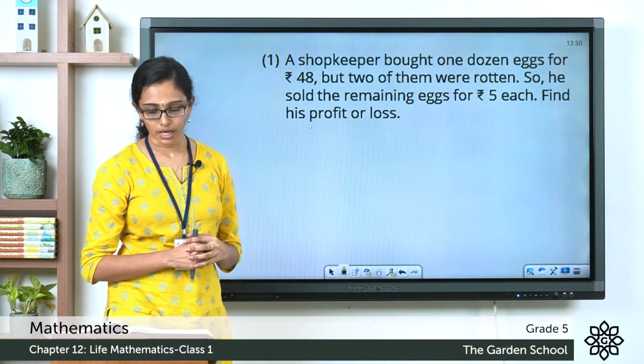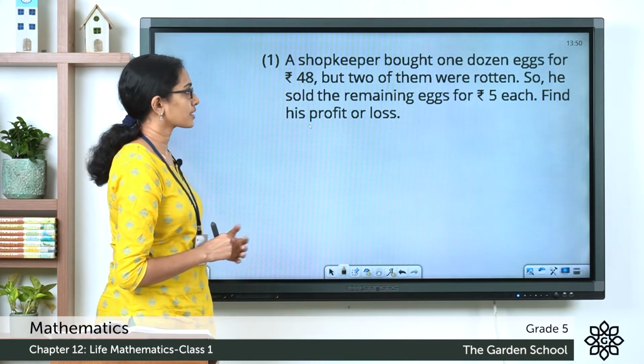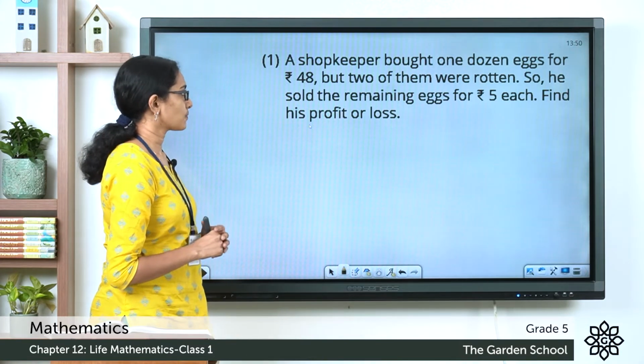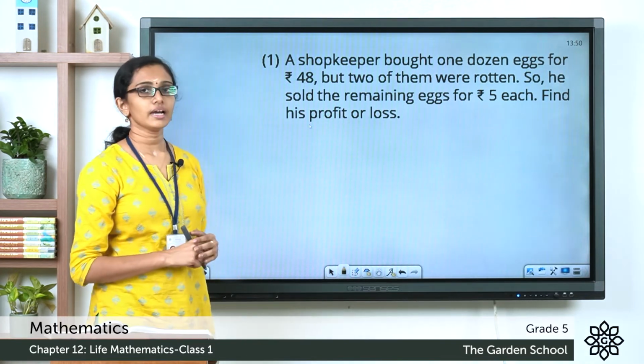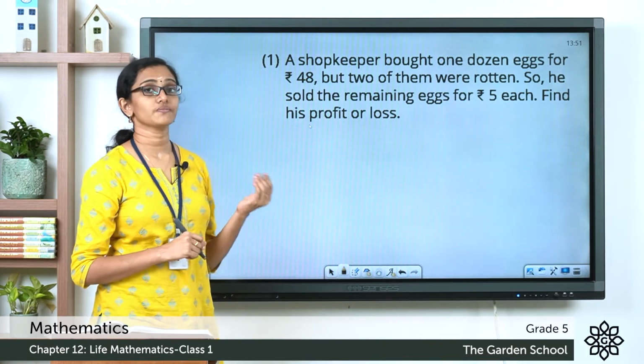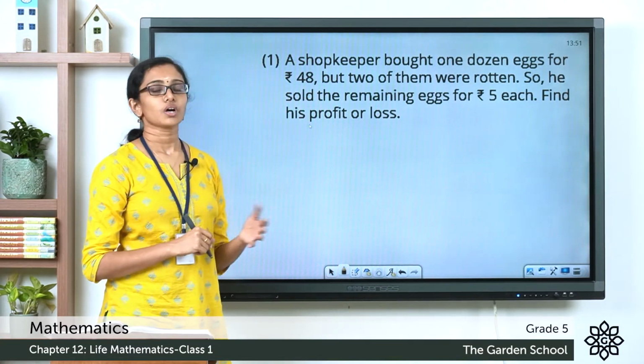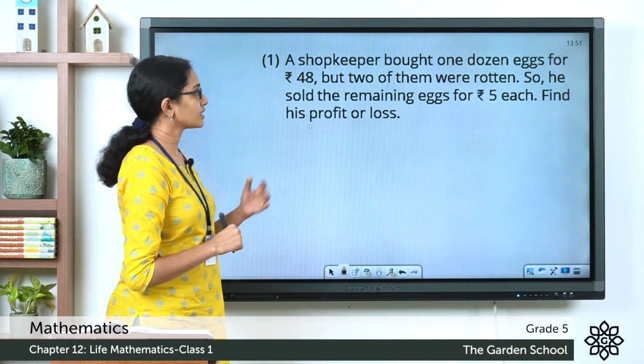So here we have a word problem. Let me read out the question to you. A shopkeeper bought 1 dozen eggs for rupees 48, but 2 of them were rotten. So he sold the remaining eggs for rupees 5 each. Find his profit or loss. So how do we calculate this? So what is given in the question?